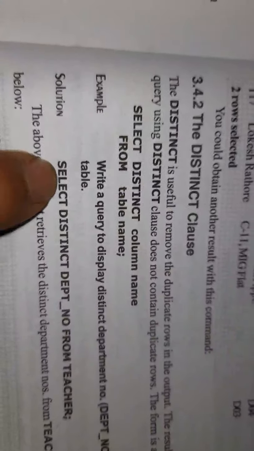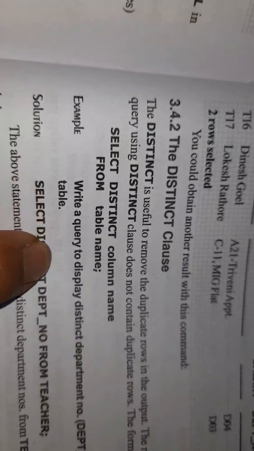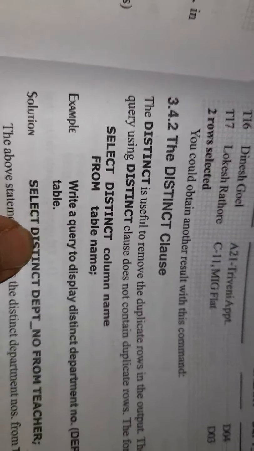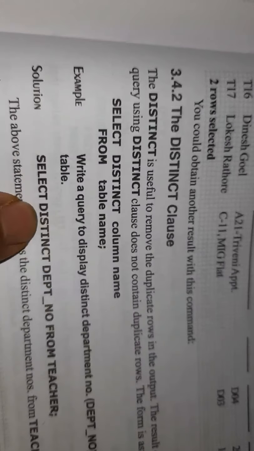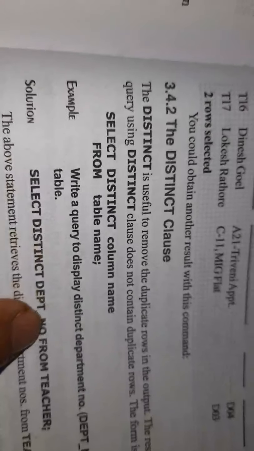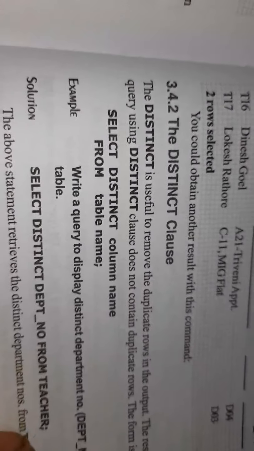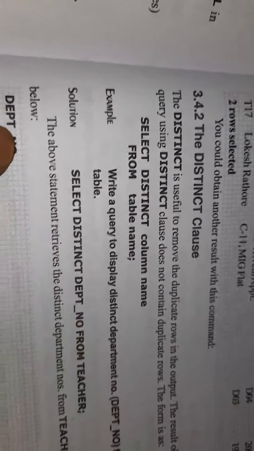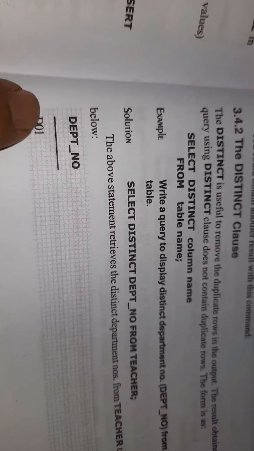The keyword distinct is used here because the select keyword will display the department number and it should be distinct values. That's why distinct is written in between select and department number, not select department number distinct. So select distinct department number from teacher, and then it will display. Of course it can also be written like that in some softwares. As you can see, it displays the distinct values only.